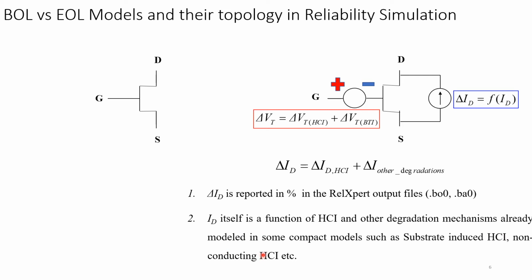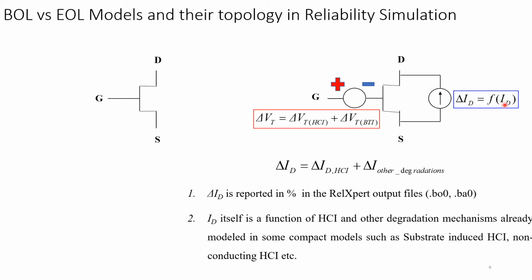However, remember that generally, BTI doesn't add any effect to the drain current. It just shifts the gate overdrive. It affects the drain current through the shift in the gate overdrive voltage. Because why? Because if my threshold voltage VT increases, it will reduce the gate drive current. So indirectly, this BTI is going to affect ID.